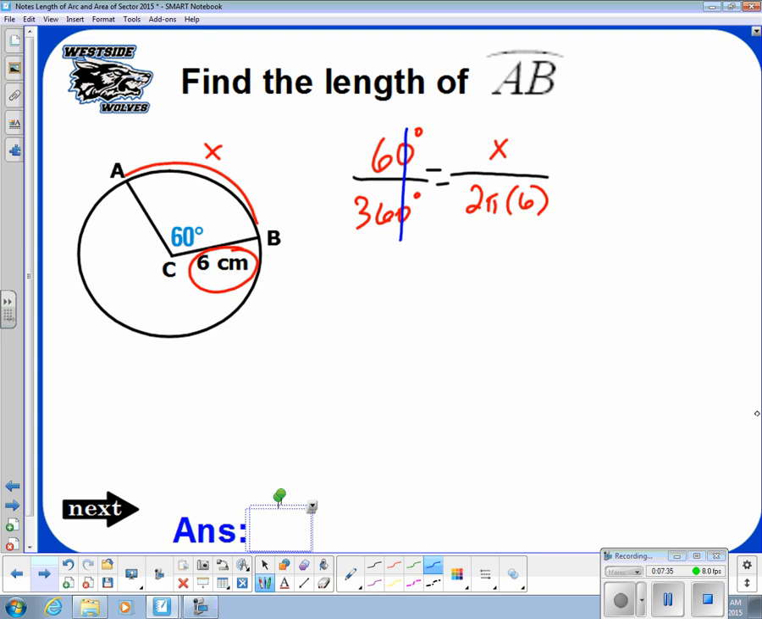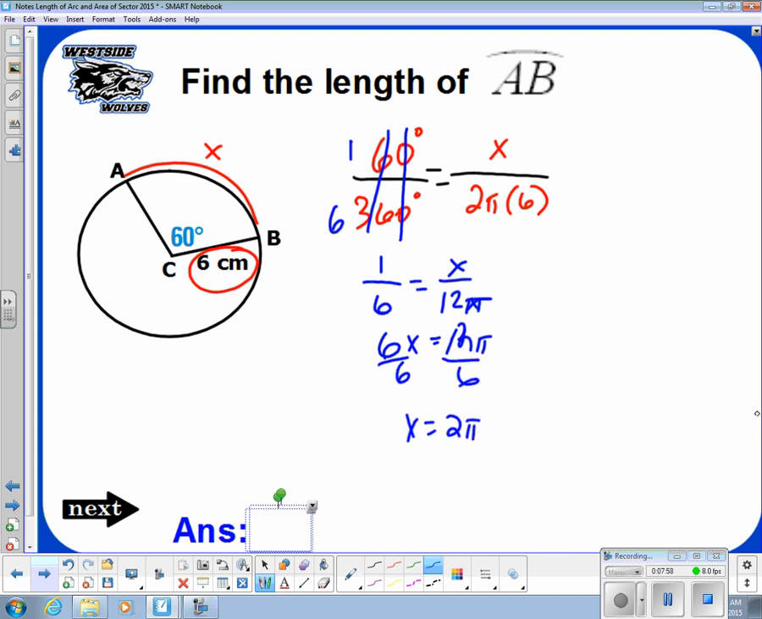And so we can cancel this by dividing by 10, and we divide the top and bottom here, and we get 1 over 6. There's nothing we can do on the right side, so we leave it alone. So we got 1 over 6 equals x over 12 pi. Cross multiply. That's a pi there. 6x is equal to 12 pi. Divide by 6, and so x is equal to 2 pi. And then we go with our units, centimeters, because this is a length. And so that's our proportional relationship, and this is an exact answer. We want to have as exact as often as we can.